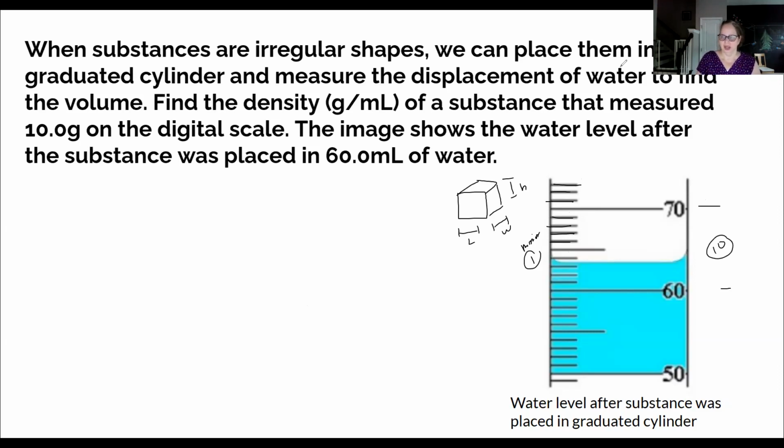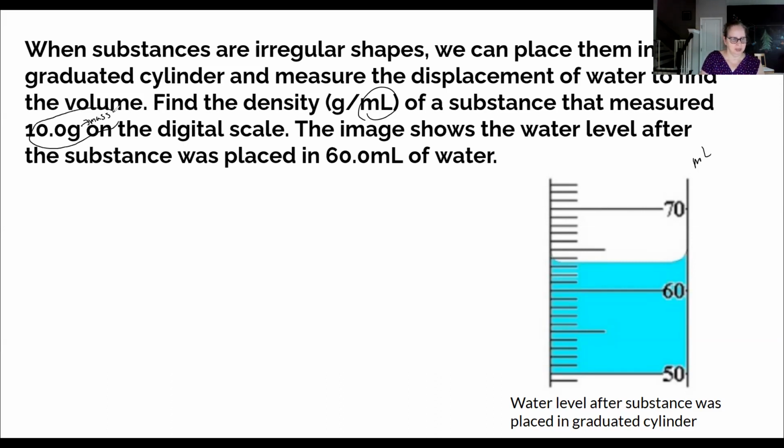Find the density, grams per milliliter. Graduated cylinders are typically in milliliters, so that's going to help. Of a substance that measured 10 grams on the digital scale. Okay, 10 grams, so that is our mass. So we have our mass value. Density is mass over volume. So we have our 10.0 grams on the numerator. Now we just need the volume.